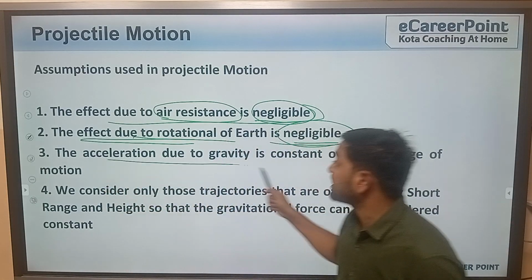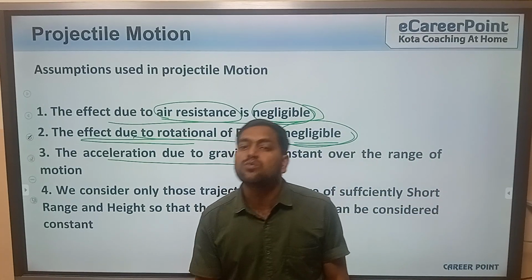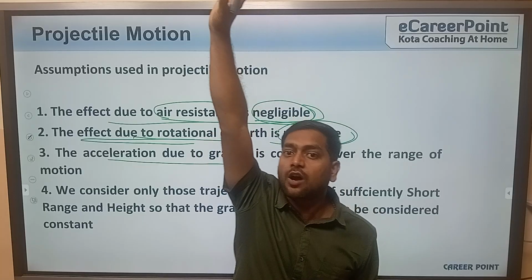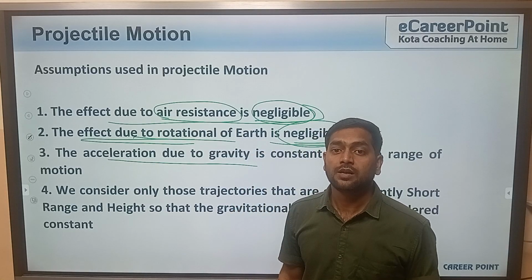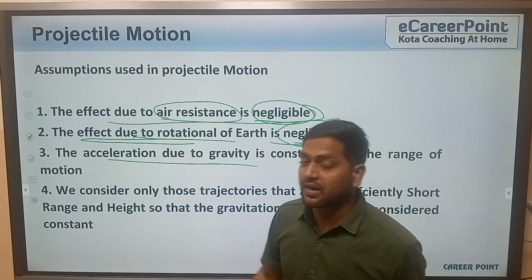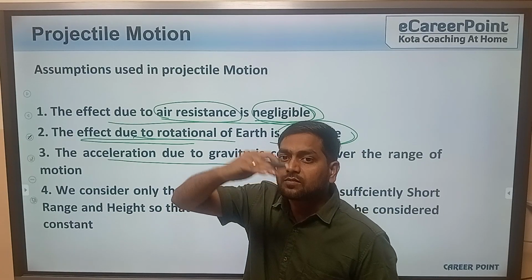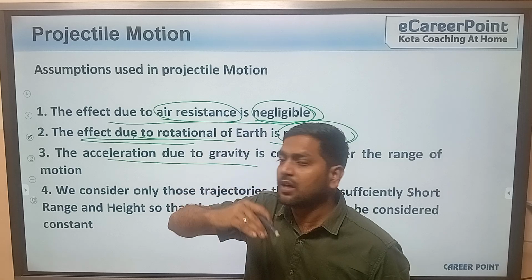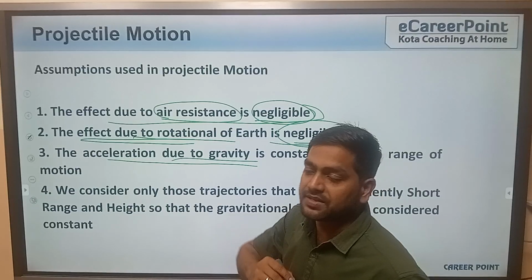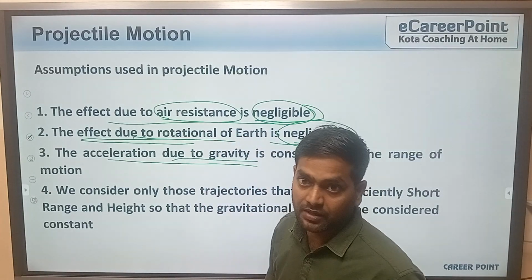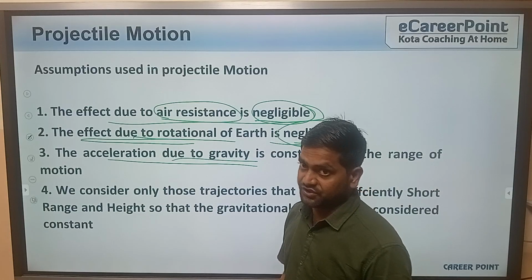Next, the acceleration due to gravity is constant over the range of the motion. In the gravitation chapter we discussed that when an object is moving upside, its acceleration due to gravity is getting decreased, right? But in this chapter we are discussing short ranges, that means less heights. So for short ranges, we are considering the acceleration due to gravity as a g value.